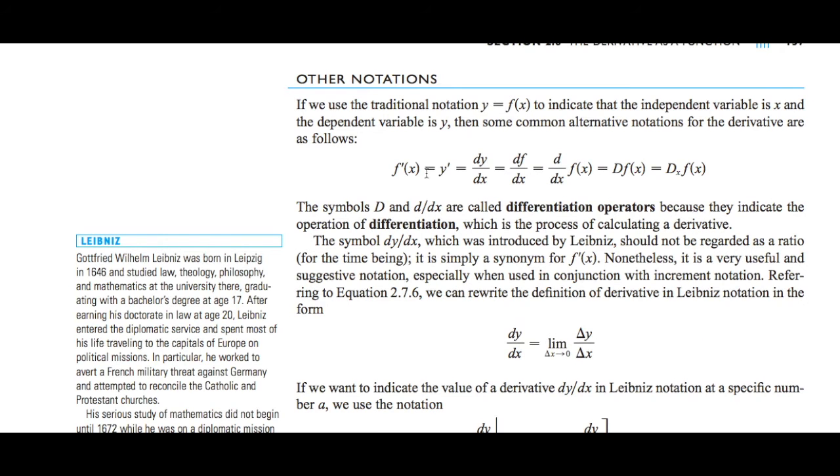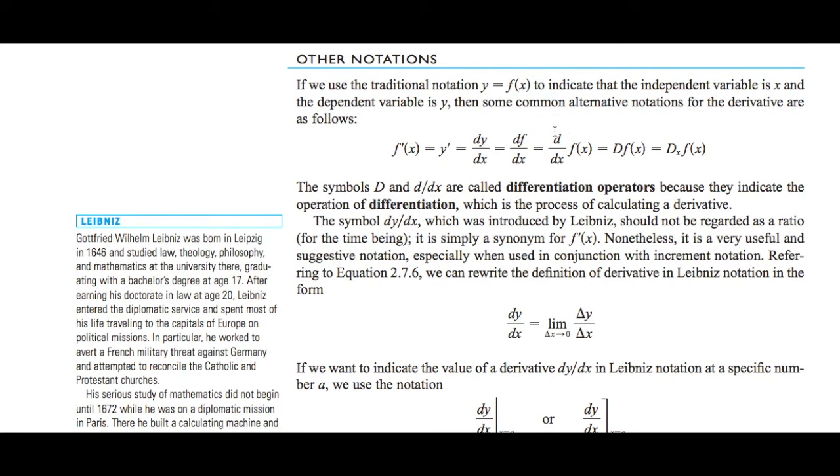So you can see on this page there are other notations for the derivative. They all mean the same thing. We're used to f prime of x, and then y prime is also derivative, dy over dx, and all of these are derivative. The one that you should make note of is d over dx. D over dx stands for take the derivative.